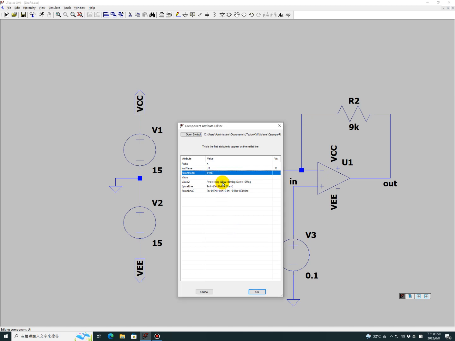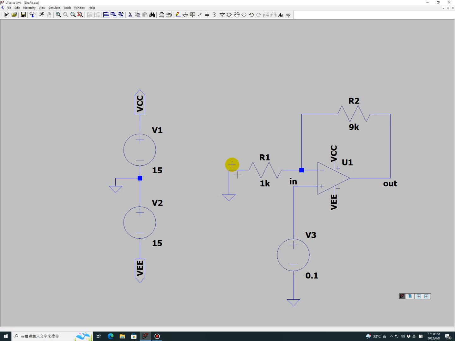And the values here: now the gain is 1 meg, that is 120 decibels, and the gain bandwidth is 10 meg. Okay, this is typical. The slew rate here is 10 meg, that's 1 volt per microsecond. The current limit is 25 milliamp, and the input impedance is 500 meg. Of course we can change it. So this is level 2.